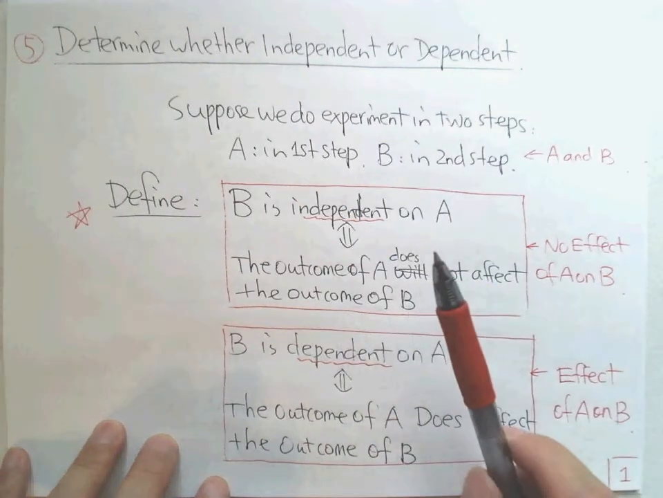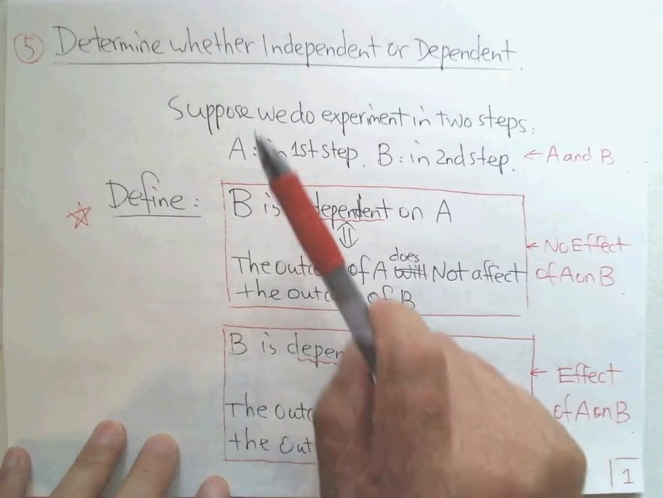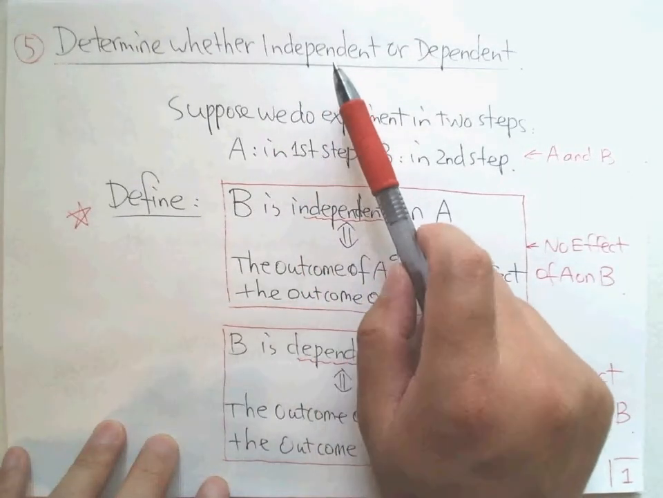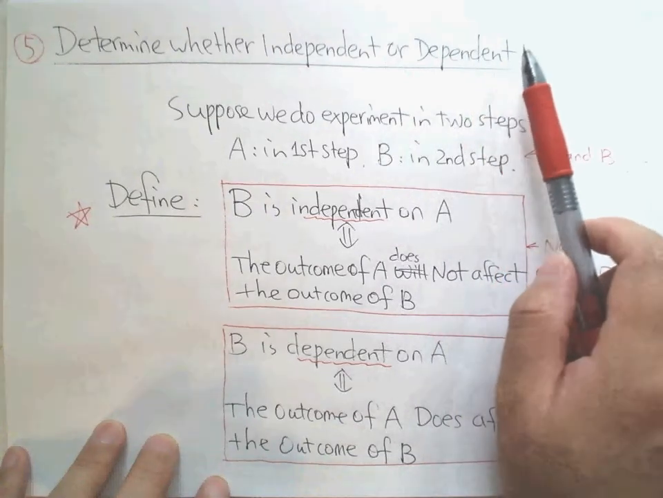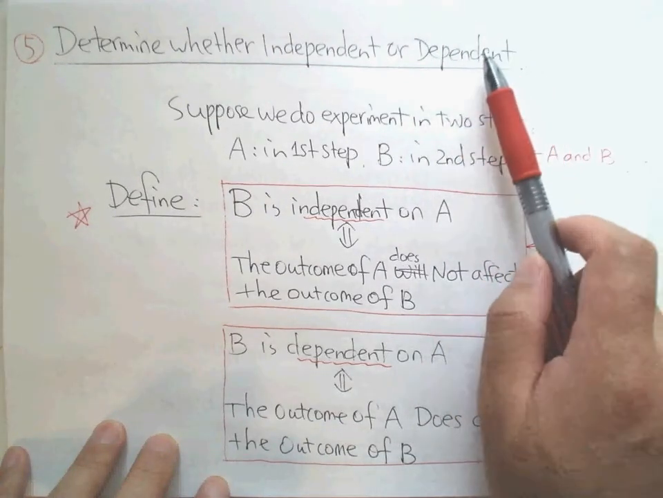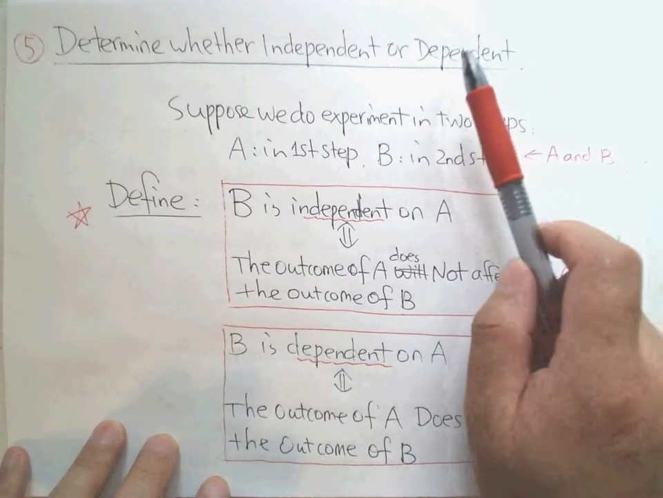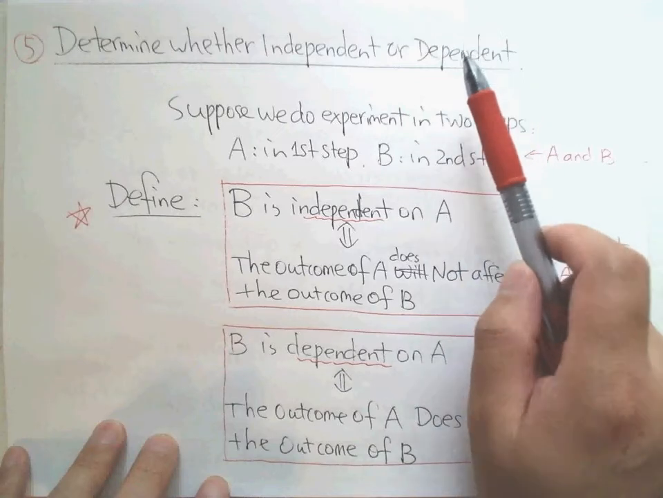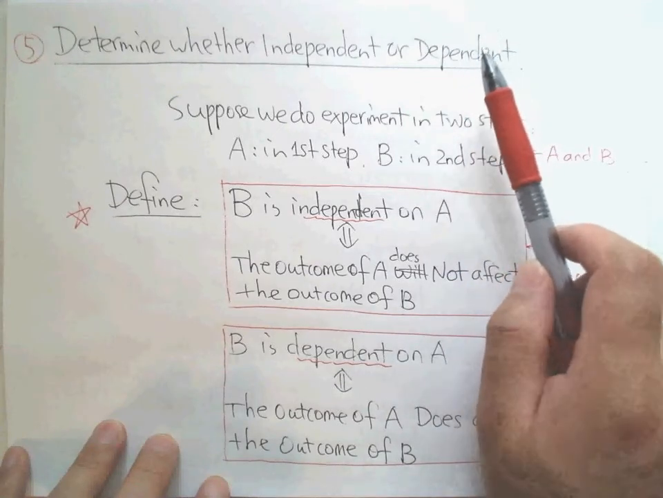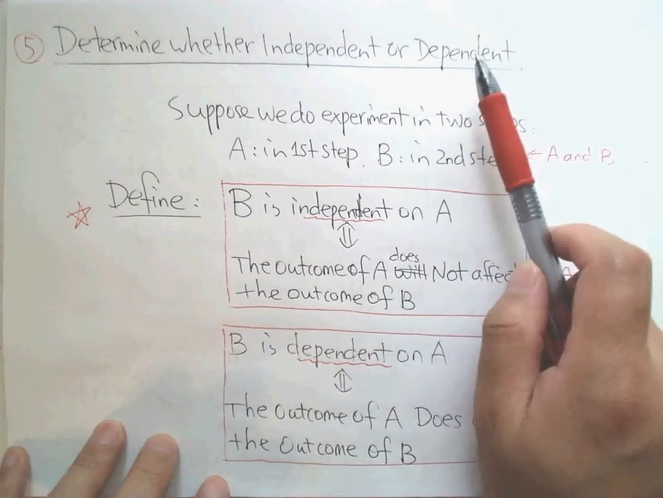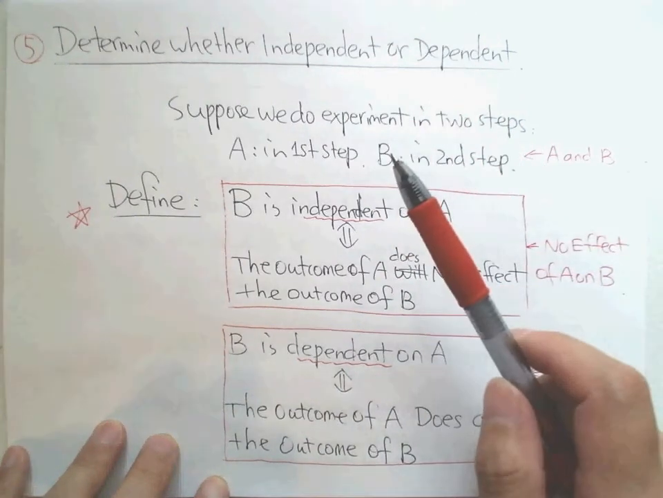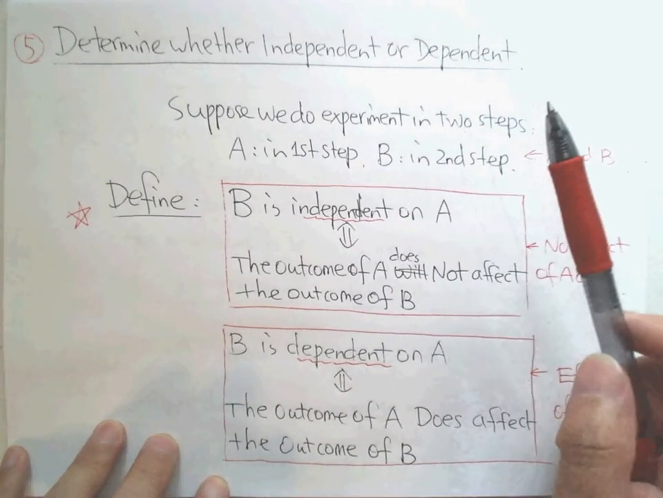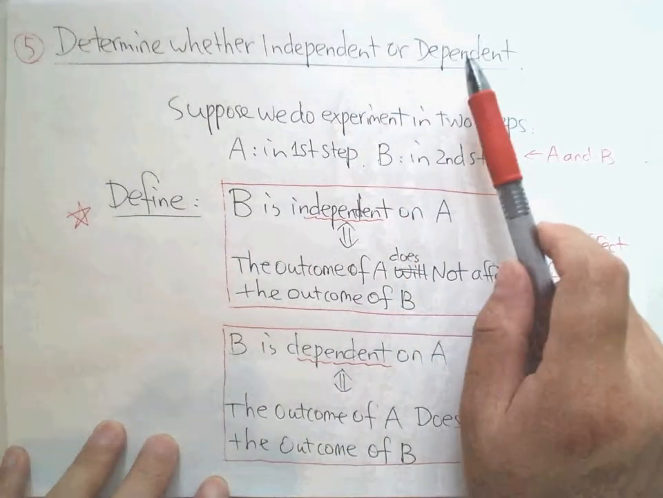In this lecture, we're going to introduce the concept of independent or dependent events, which is the foundation for the multiplication rule. That's one of the most important rules. We are going to find the probability for compound or complex events. Okay, so what is independent or dependent? Let's look at this definition.